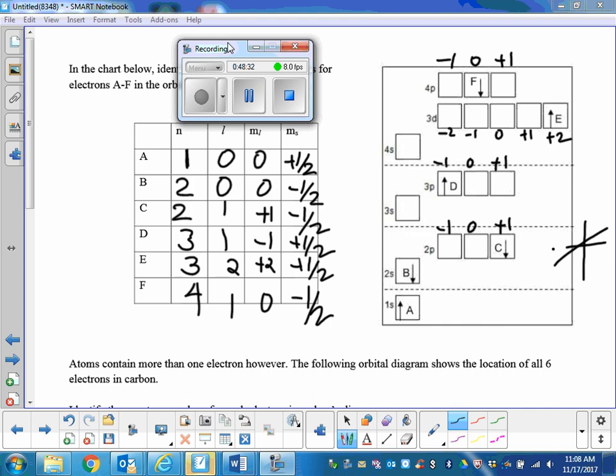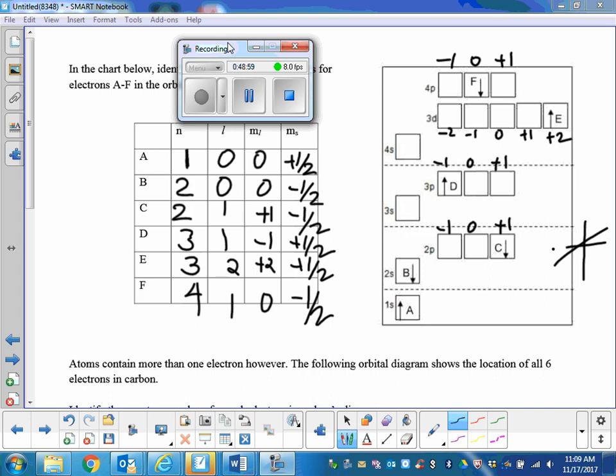ML depends on L. Those are the orientations of the orbitals, so the orientations are actually x, y, and z. I don't know which one of them it can go in. It can go in x, y, or z because it doesn't matter. That is not going to make a difference in its energy. Does it make sense? Okay.